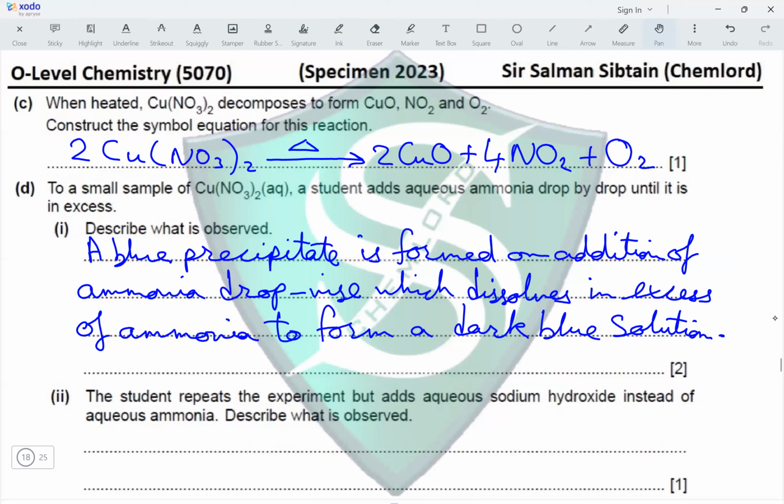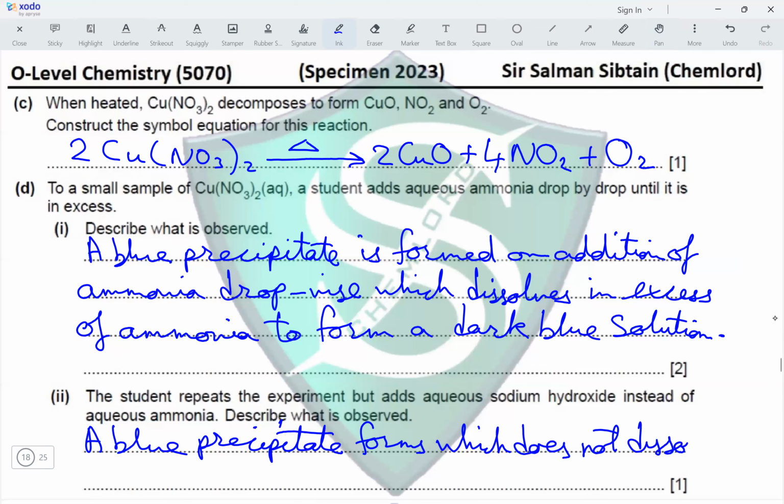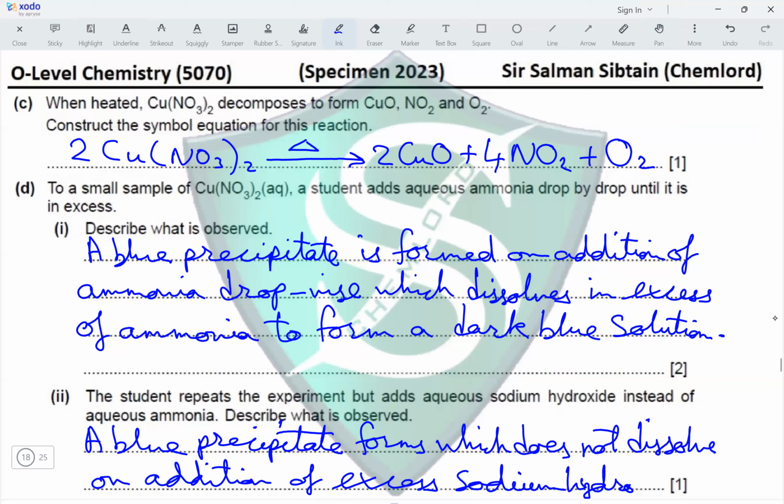So we will write a blue precipitate forms which does not dissolve on addition of excess sodium hydroxide. So this is the observation with sodium hydroxide.